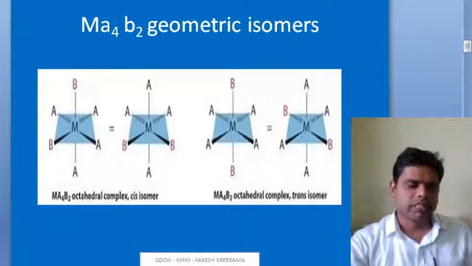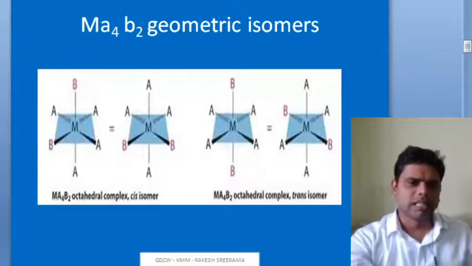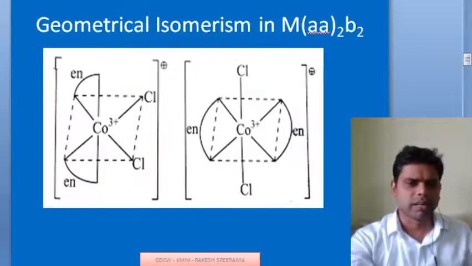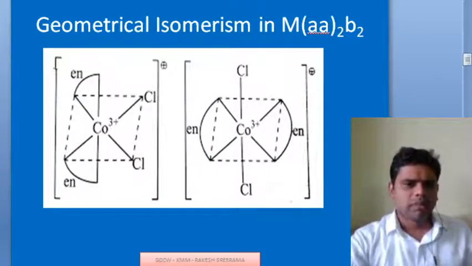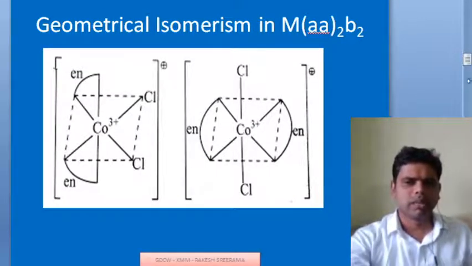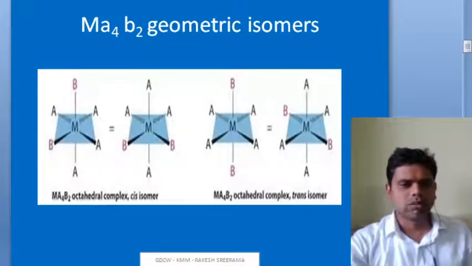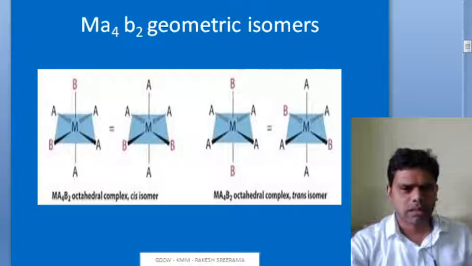Now change that. Simply instead of M, you take an example like cobalt. Instead of A and B, you take amines and chlorides. You just try to put that and come up with some solution. In place of M, you go for cobalt plus 3. In place of A, you write NH3. In place of B, you write what? Chlorides. And try to write cis trans isomers, which we have already discussed in Werner's theory.